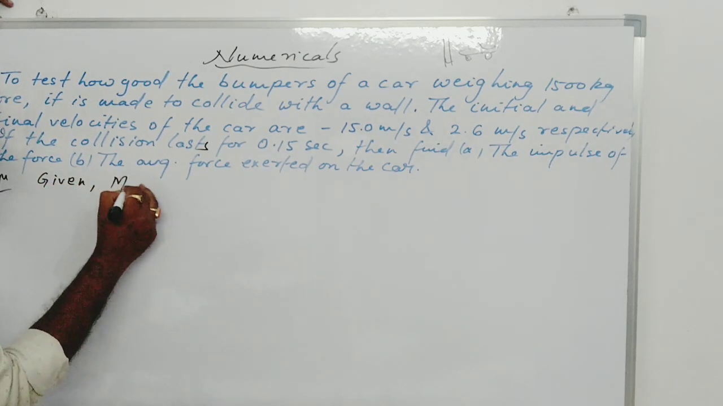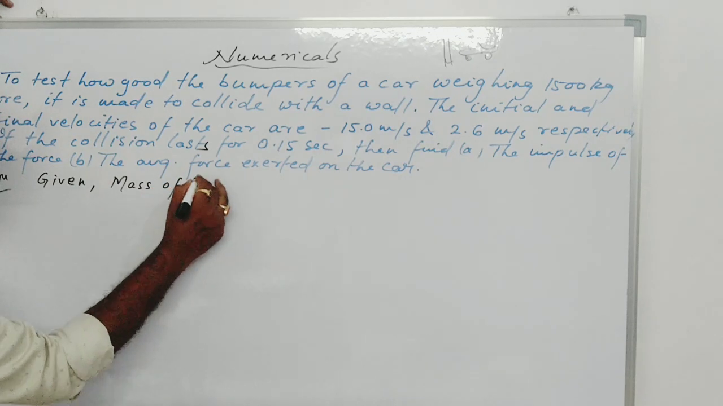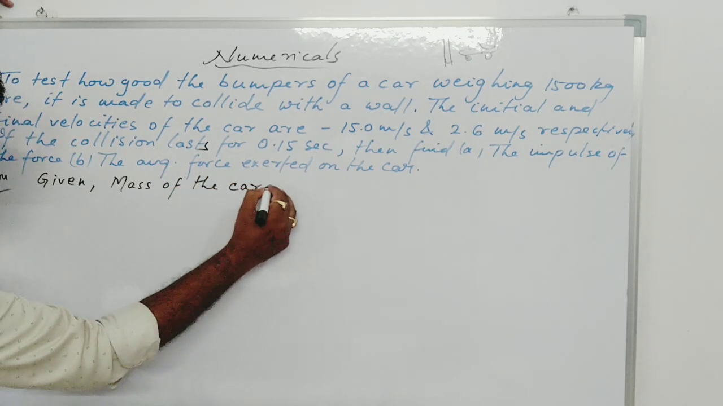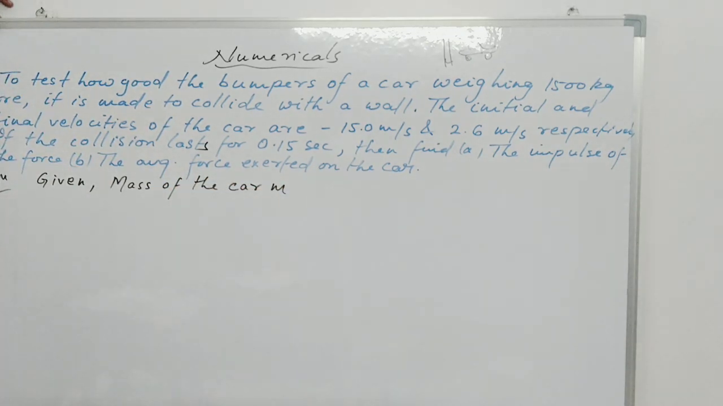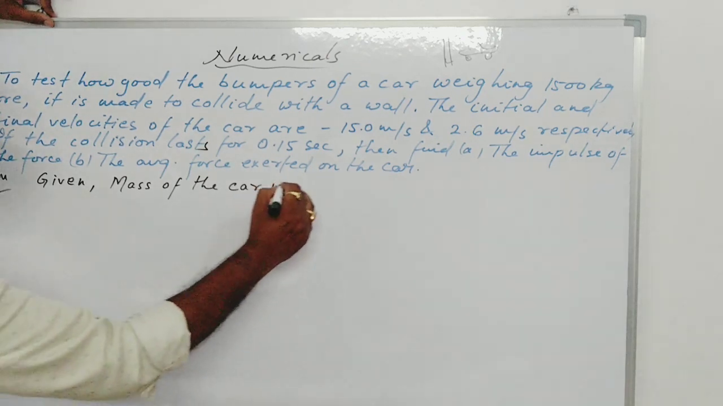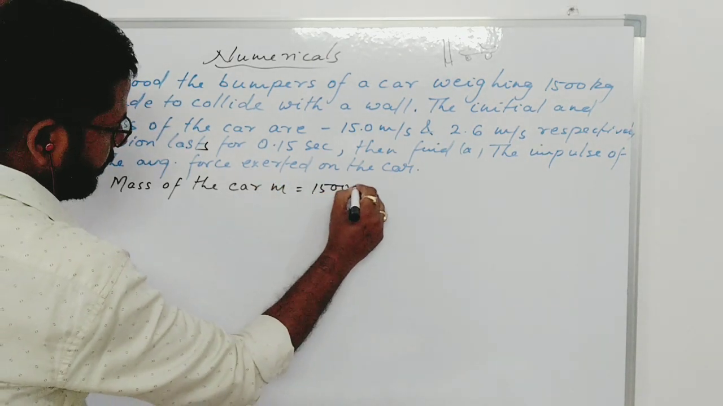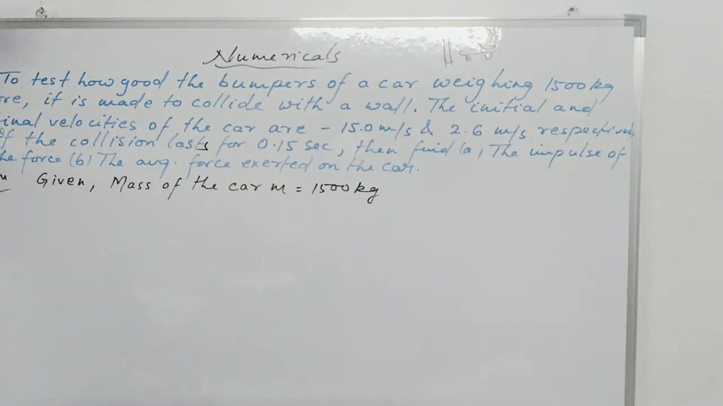Given: mass of the car, m, that is 1500 kg. After that, what is given?